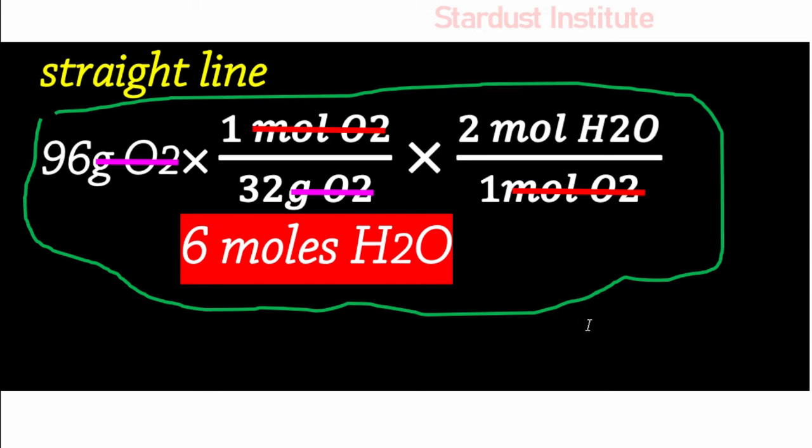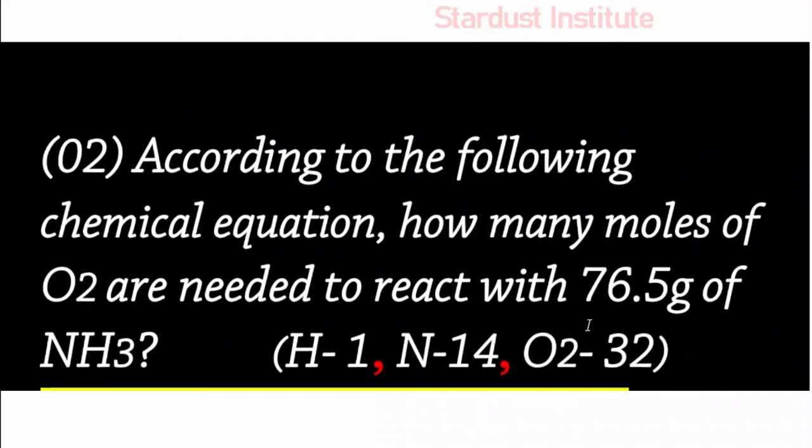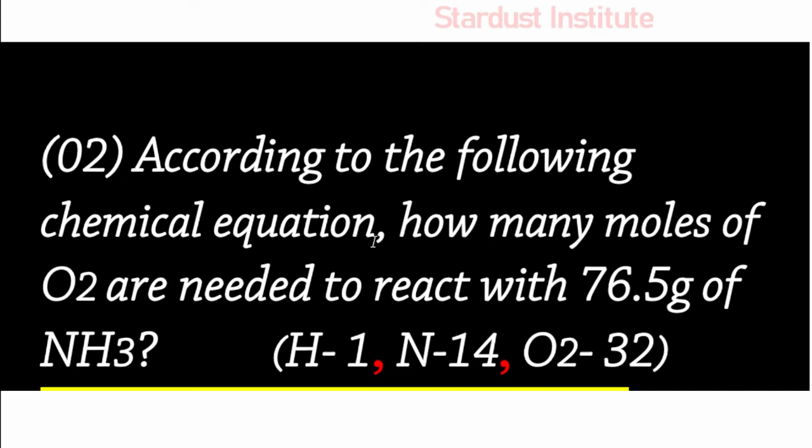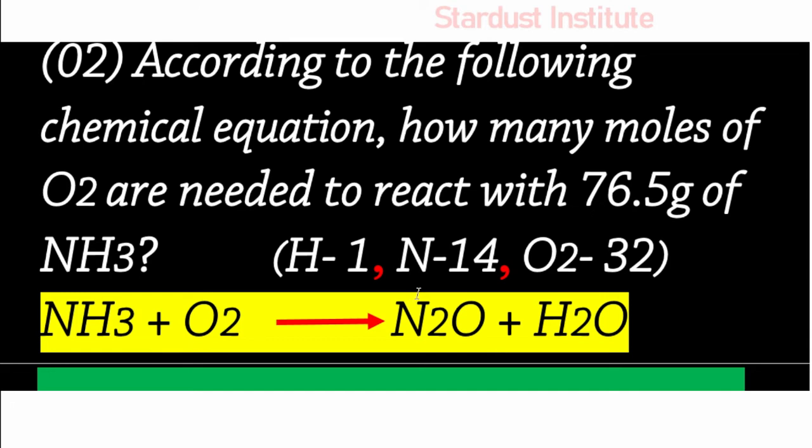Now let's go to the next one. According to the following chemical equation, how many moles of O2 are needed to react with 76.5 grams of ammonia? Hydrogen 1, nitrogen 14, O2 32. These are molar masses of hydrogen, nitrogen and oxygen.